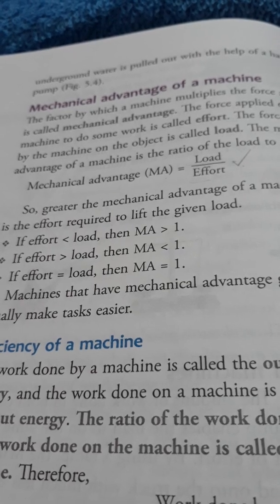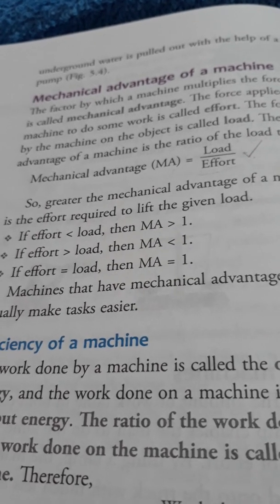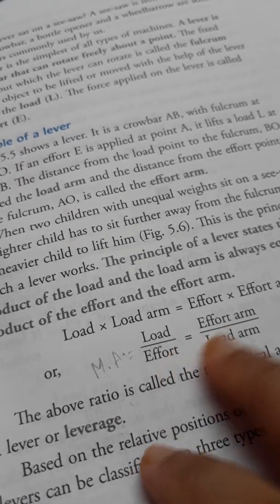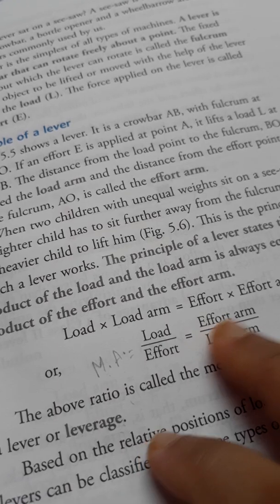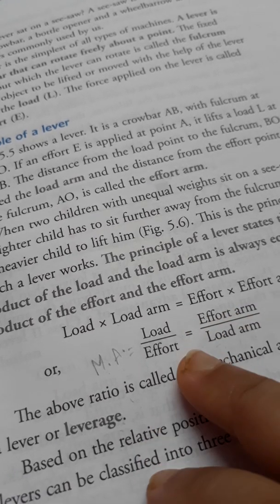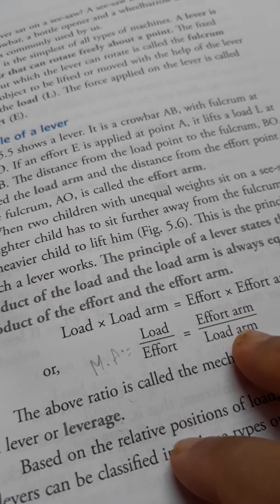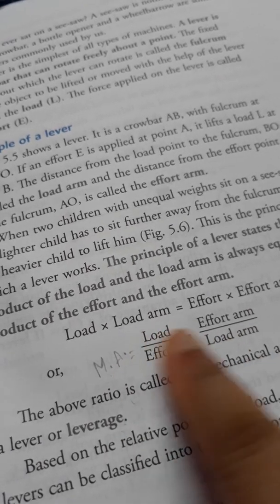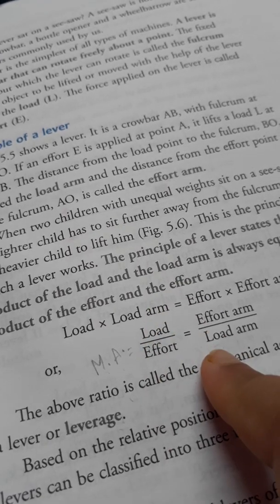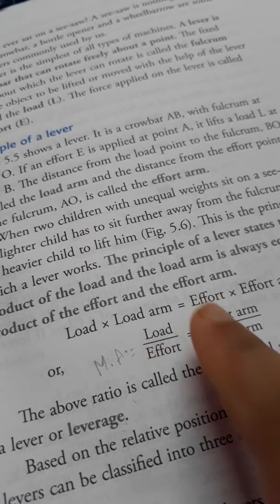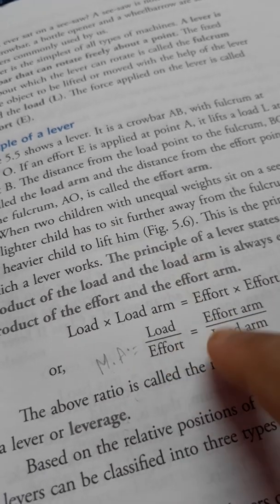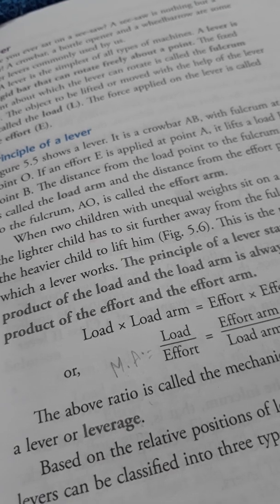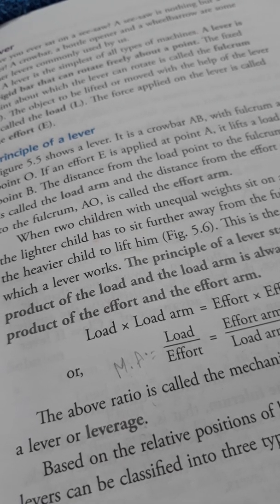According to the principle of a lever, mechanical advantage equals load divided by effort, which equals the length of the effort arm divided by the length of the load arm. By cross multiplication, load into load arm equals effort into effort arm. This is the principle of a lever. By using this formula we can solve all the numericals based on simple machines.